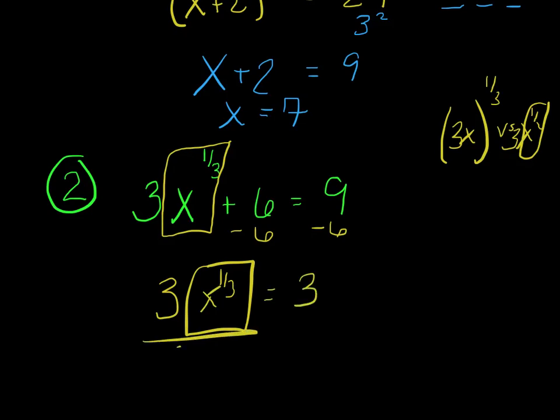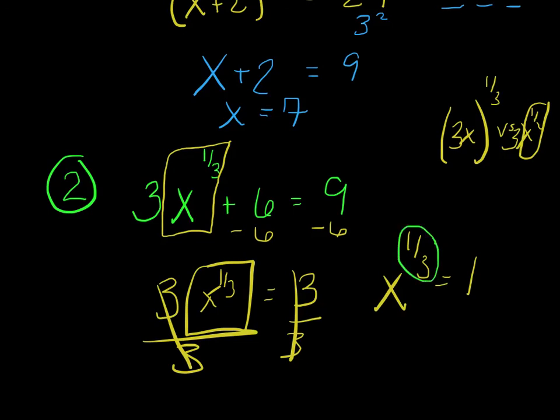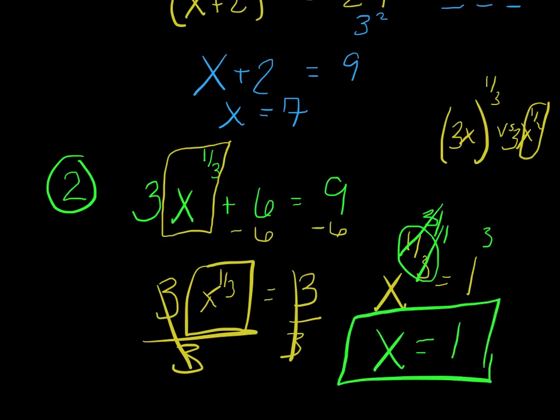Divide both sides by 3. So again, I'm just trying to get this term by itself. So I've got x to the 1/3 equals 1. Now again, this fractional exponent, just raise it to the reciprocal. The reciprocal of 1 over 3 is 3 over 1, or just 3. Again, I'll get 3 over 3, which is 1. So x equals 1 to the 3rd is just 1. And again, we could plug it back into the original to check our work.